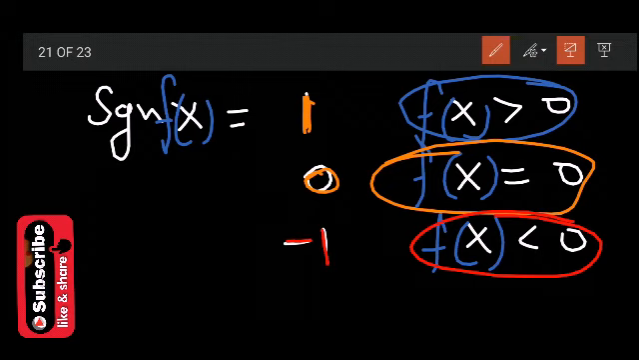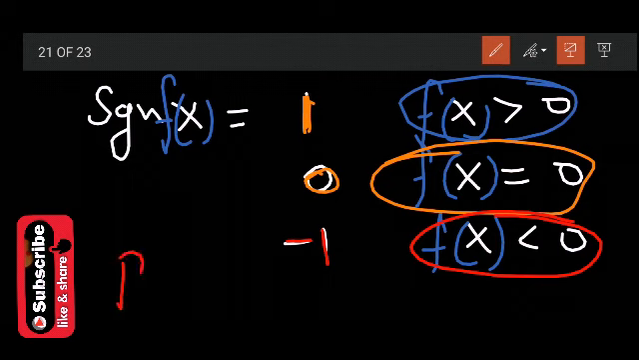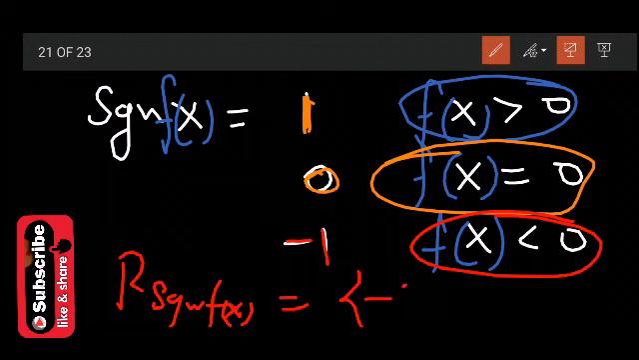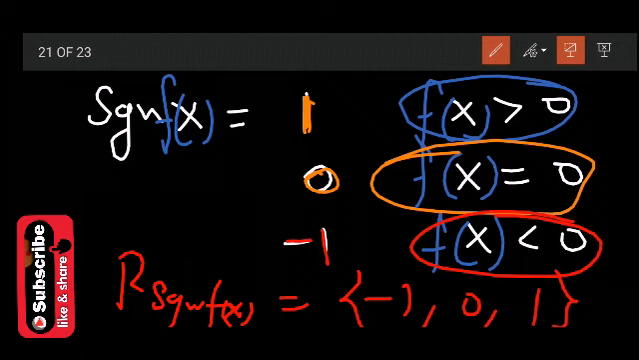The range of sgn of f of x is always only three values, minus 1, 0 and 1. It never attains any other value. So you have to search out for which values of x, f of x becomes positive, and make it 1.